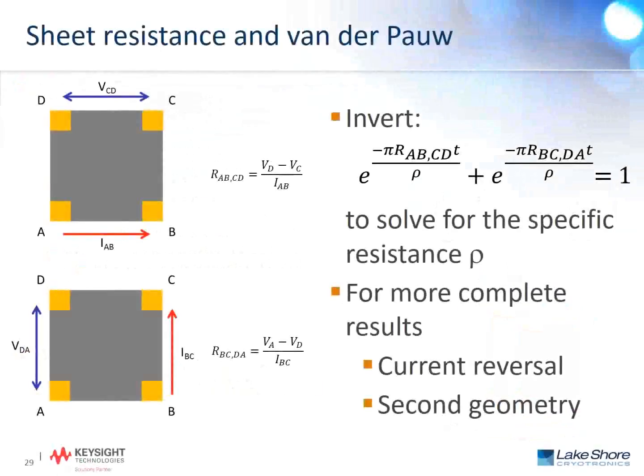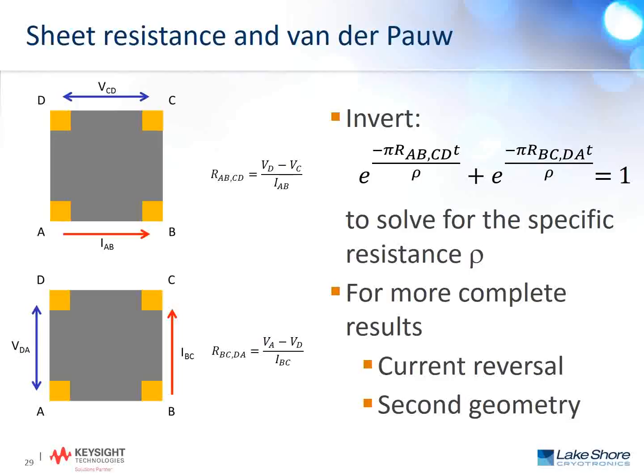To extract the sheet resistivity or the sheet resistance of your device, after doing the resistance measurement on two different geometries, so switching the applied current and the voltage measurement on your van der Pauw square, we invert the van der Pauw equation to pull out the specific resistance and then the sheet resistivity of the material. Now we recommend, for cryogenic applications, getting a more complete result.